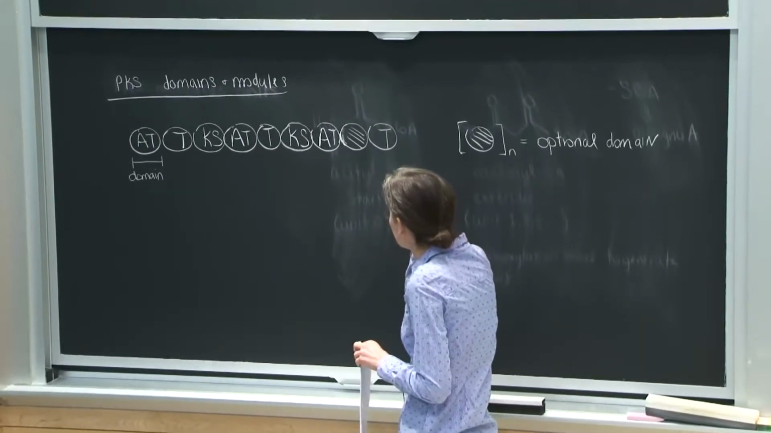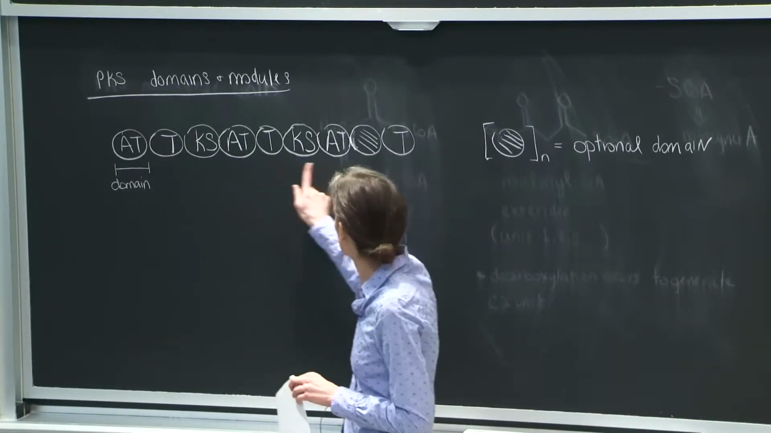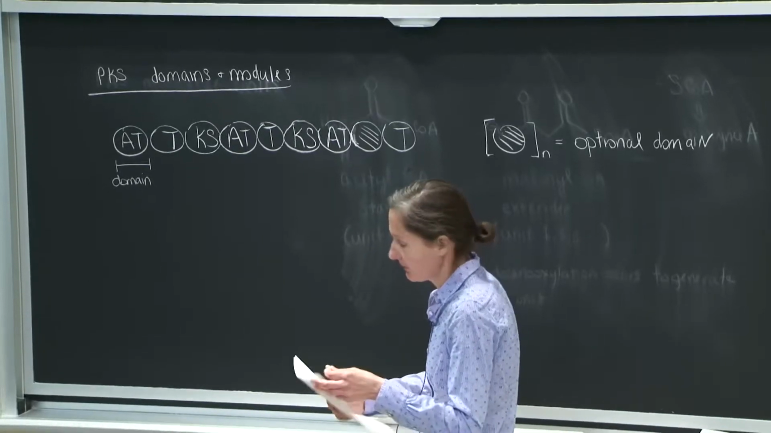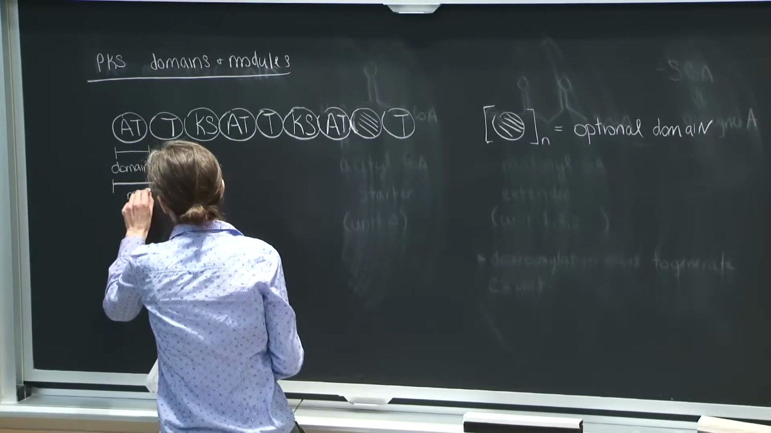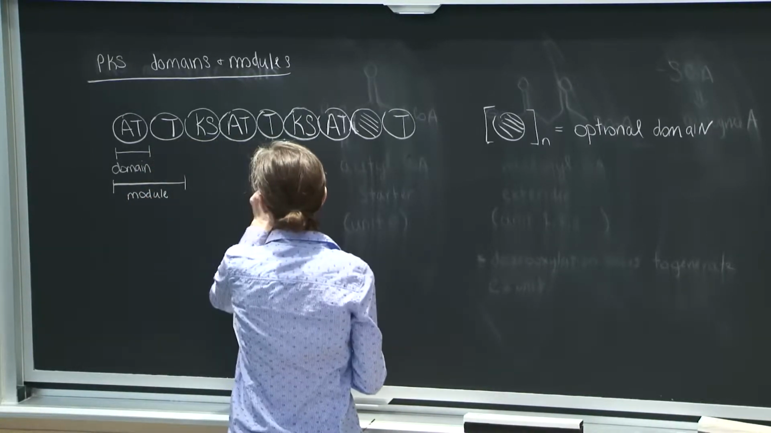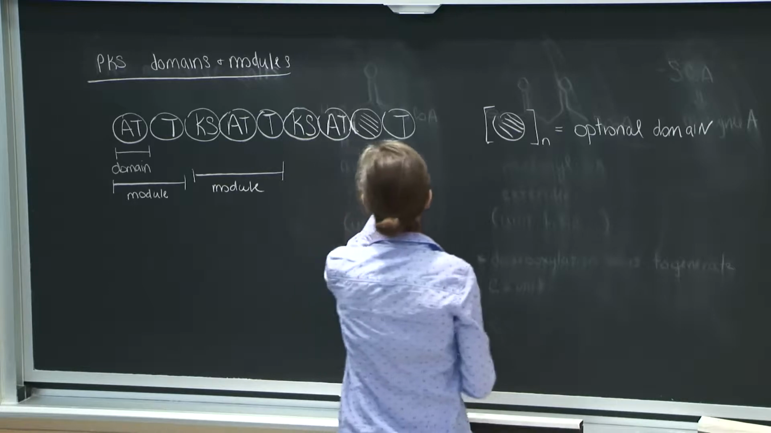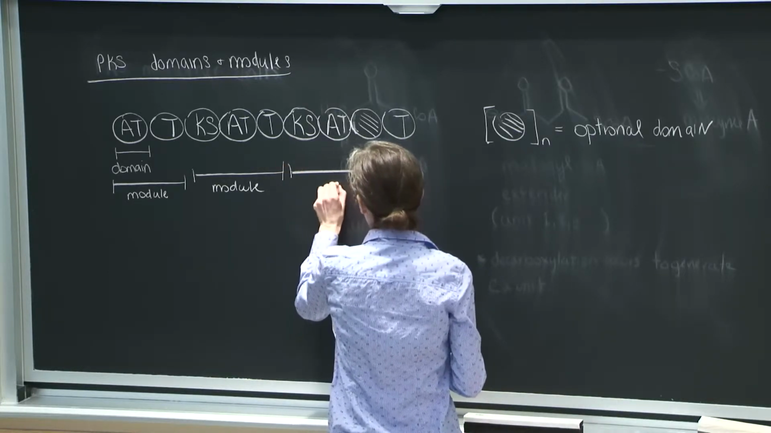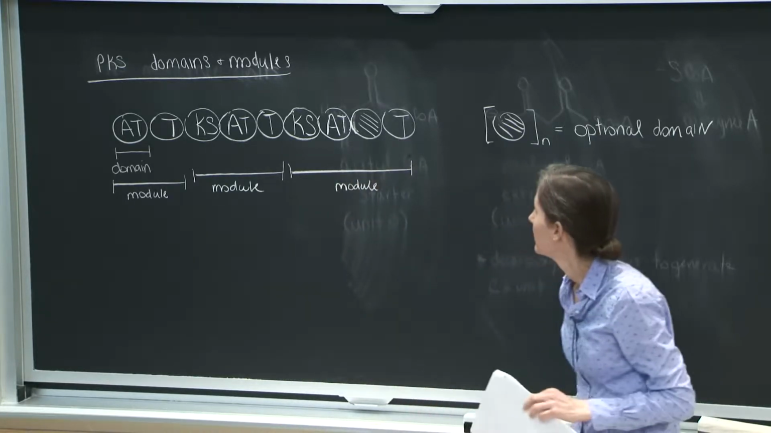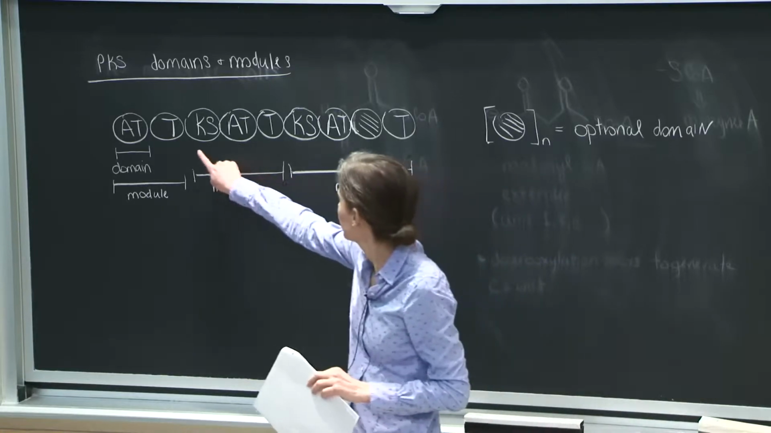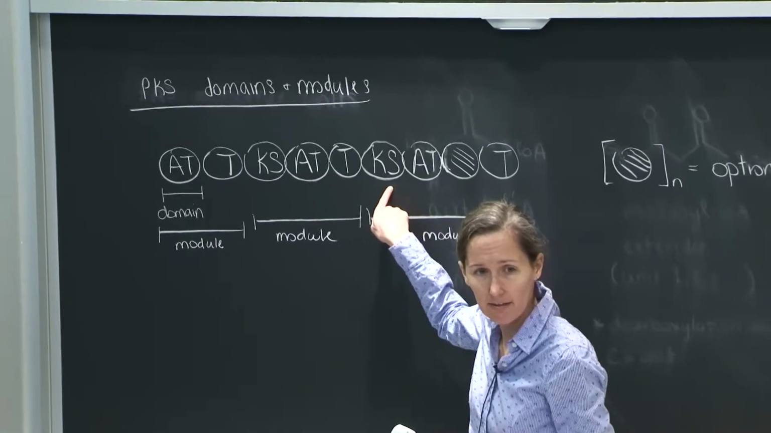I said that there's modules, and we can identify modules by counting T domains. So here we have 3 T domains. So effectively, there's 3 modules. So we have a module here. We have a module here. And we have a module here. What do we see? 2 of these modules have a ketosynthase. Right, so that's the domain that catalyzes the Claisen condensation.